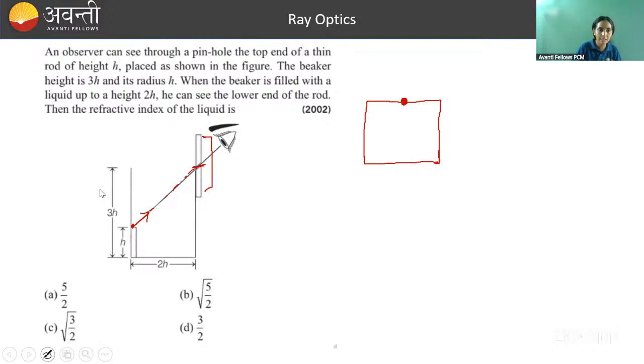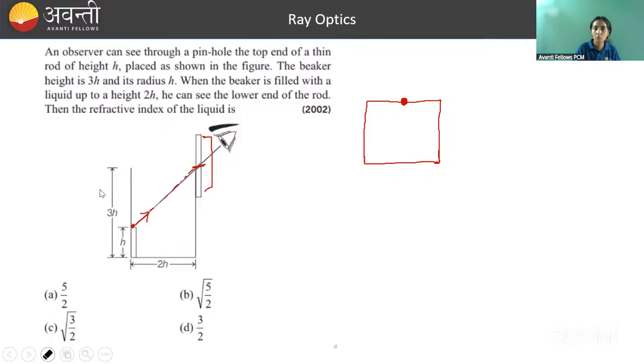अब देखो, यहां से अगर रे जाता है यहां कहीं से, तो it won't be able to reach the pin hole, और that is why the person is not able to see anything to the bottom of this top point, that is top of the rod. ठीक है. सो उससे नीचे वो कुछ देख नहीं पा रहा. Now we want it to see the whole of rod.